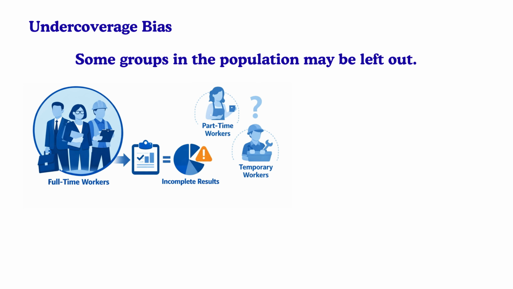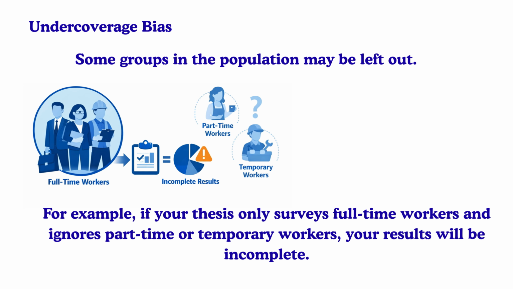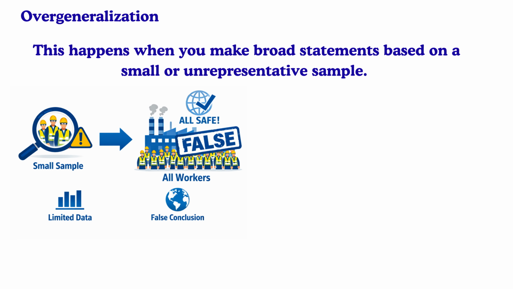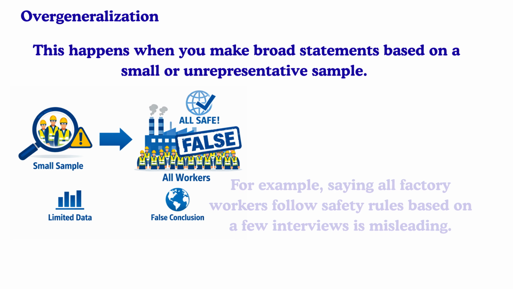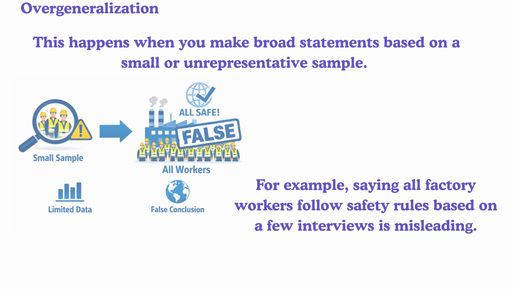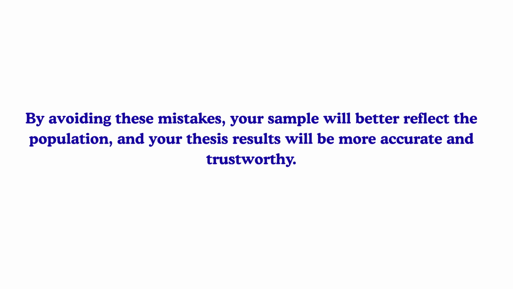Undercoverage bias. Some groups in the population may be left out. For example, if your thesis only surveys full-time workers and ignores part-time or temporary workers, your results will be incomplete. Overgeneralization. This happens when you make broad statements based on a small or unrepresentative sample. For example, saying all factory workers follow safety rules based on a few interviews is misleading. By avoiding these mistakes, your sample will better reflect the population, and your thesis results will be more accurate and trustworthy.